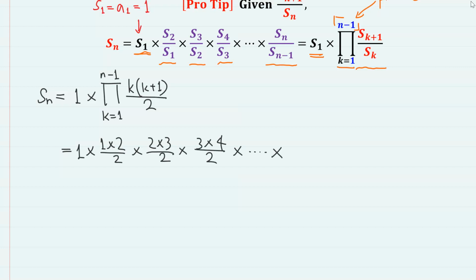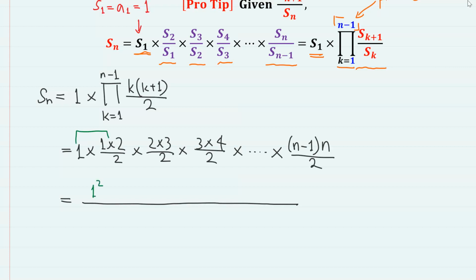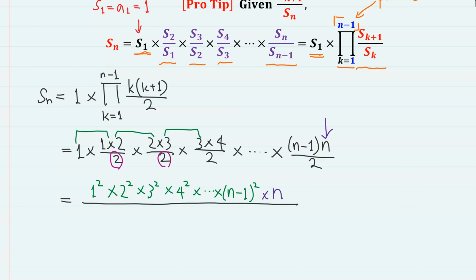And for the case where k equals n minus 1, we have n minus 1 times n over 2. Here, in the numerator, we have 1 squared, then times 2 squared, then 3 squared, and so on, up to n minus 1 squared. Then we have this n. And in the denominator, we have a bunch of 2's, or more specifically, n minus 1 2's. So we have 2 to the power of n minus 1 in the denominator.